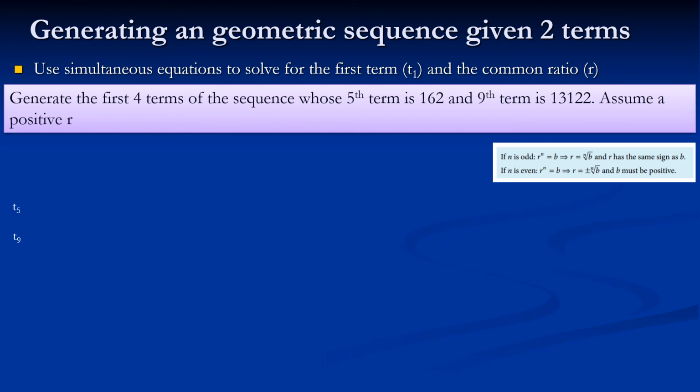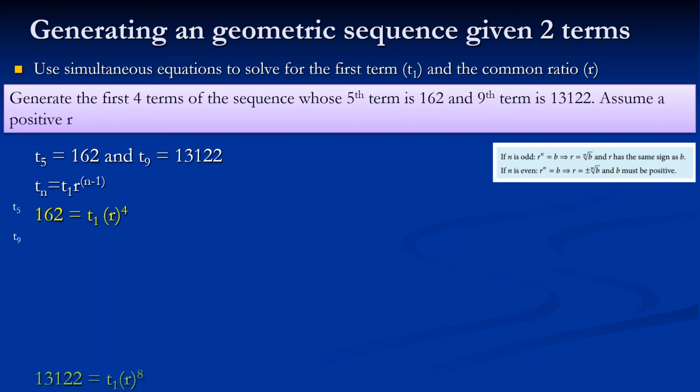Finally, we want to look at generating a geometric sequence given 2 terms. So we use simultaneous equations to solve for the first term and the common ratio. So we'll generate the first 4 terms of the sequence whose 5th term is 162 and the 9th term is 13,122. And we're going to assume a positive common ratio in this case. So what do we know? We know that term 5 is 162 and the 9th term is 13,122.